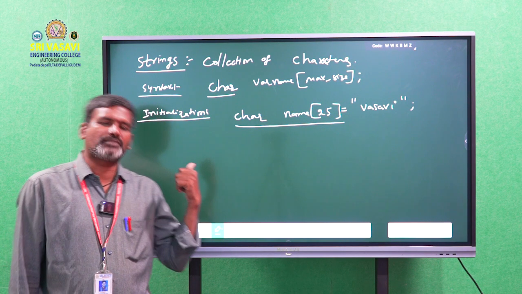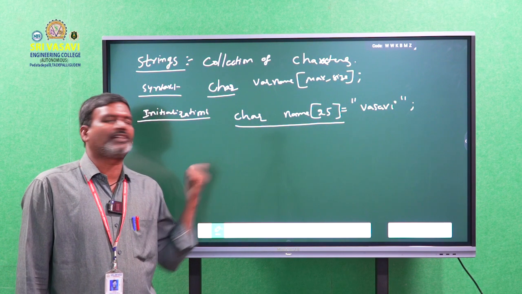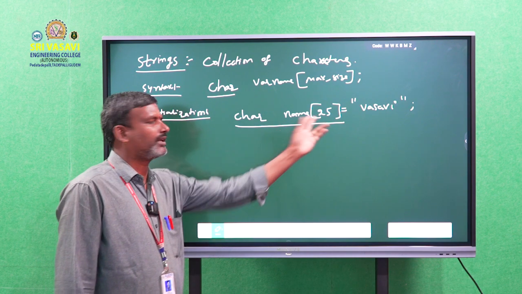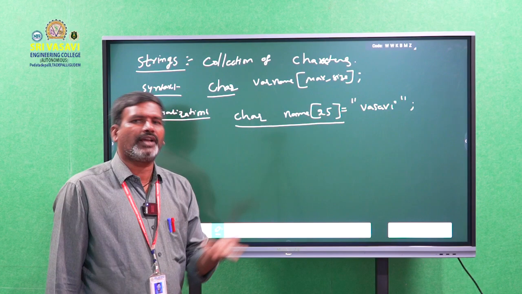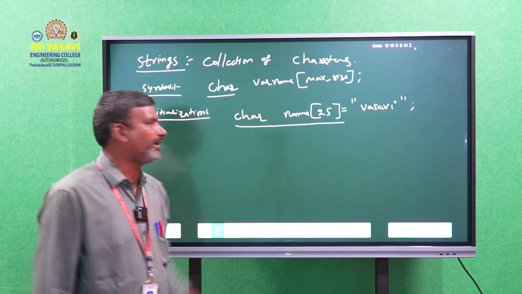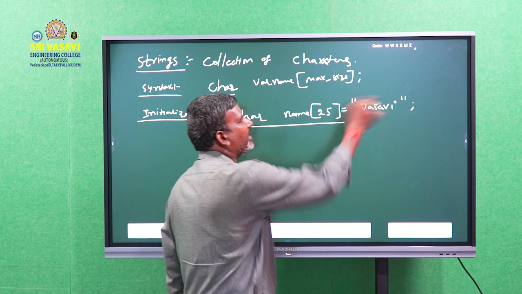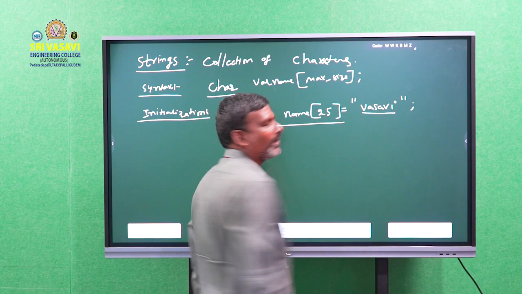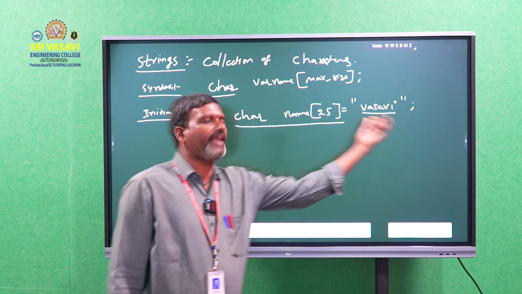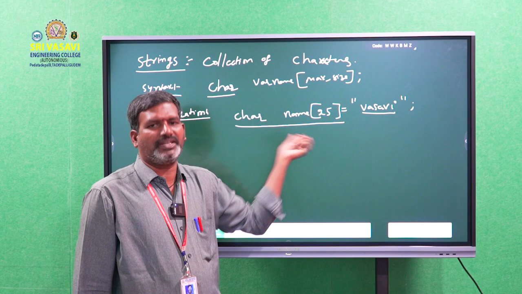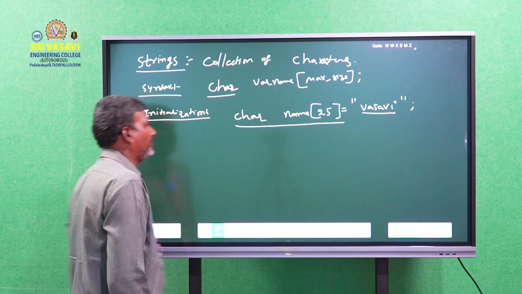And also we know the size is declared by the user only. Whatever you want to declare, 25, 50, 100, you can declare, no problem. And then, equal to, within double quotes, the string name Vasavi. I want to assign the name Vasavi to the variable name. Okay, done.